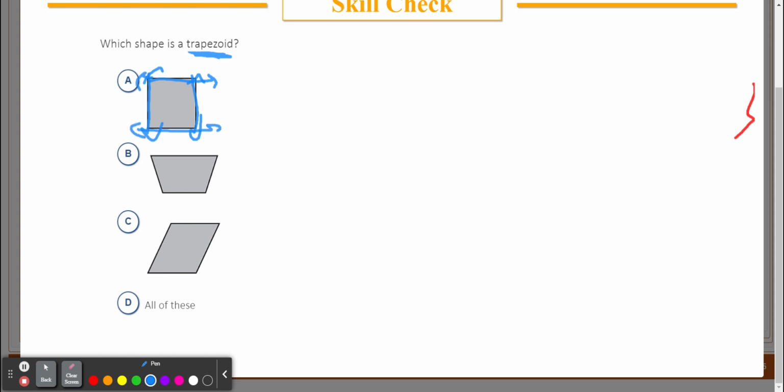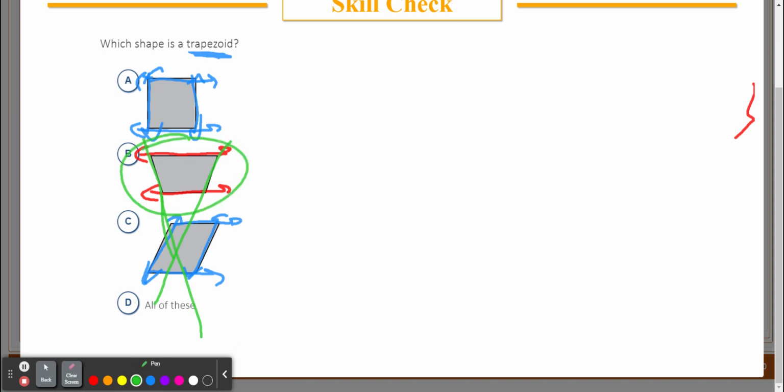All right. Well, let's look at C. C is a parallelogram. It's got, again, two sets going in parallel directions. Nope. So the answer is B. B only has one set of parallel lines. Look, this line and this line are parallel. The other two lines are going to cross over each other, right? If you keep going, they're eventually going to cross over each other. So the answer is B. That's the only shape that is a trapezoid.